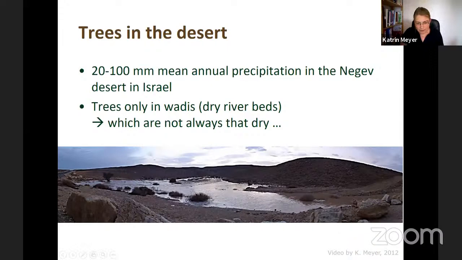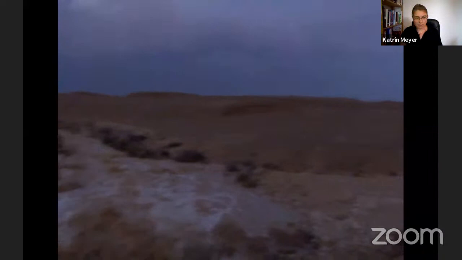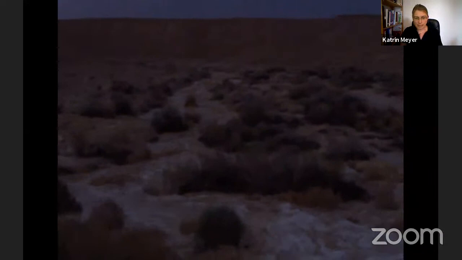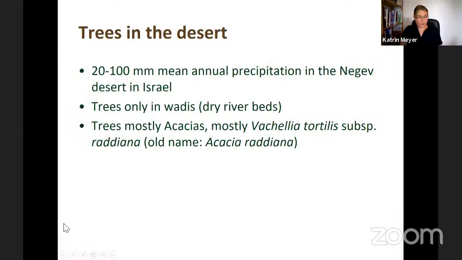So this is just through rainfall, the water here. That's not a bursting pipe or so. This is just one rainfall, and everything is full of water. Apparently more people die in the desert from drowning than from the drought. So trees are mostly in wadis, and trees are mostly acacias.